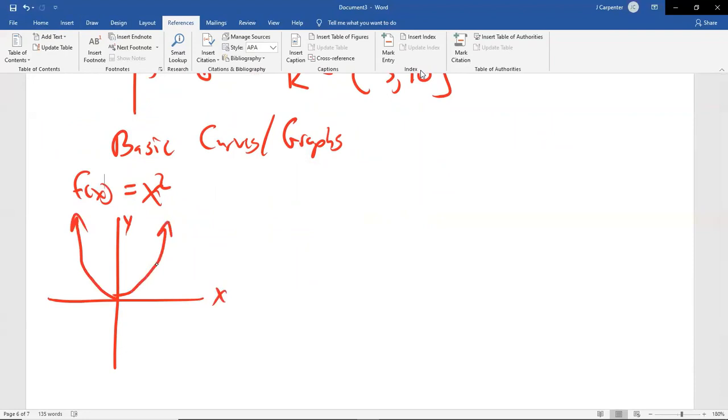F of x equals x cubed. Goes to the origin again, but it looks like you took the left side of the x squared and bent it down.